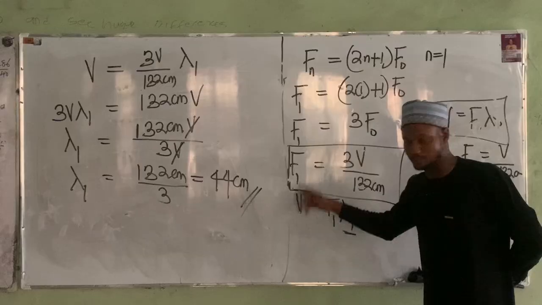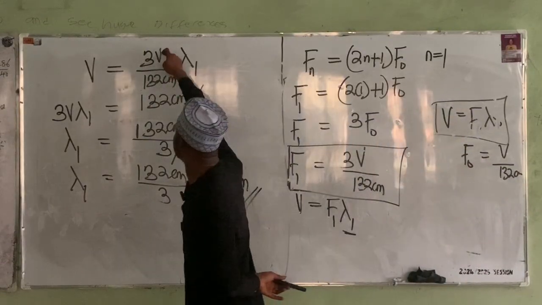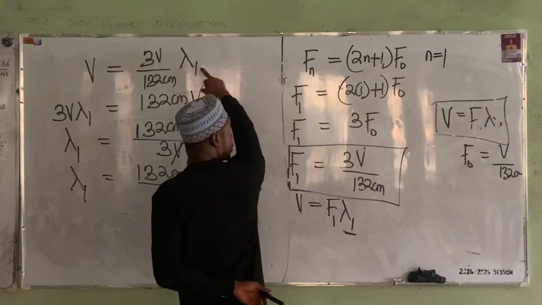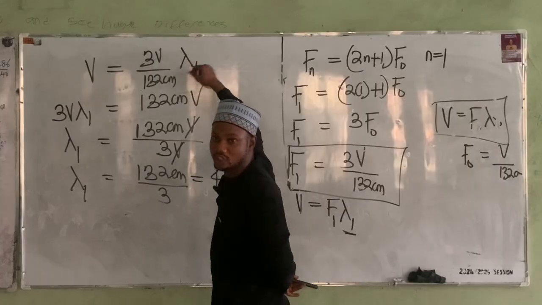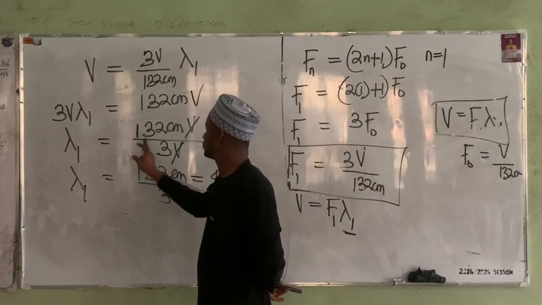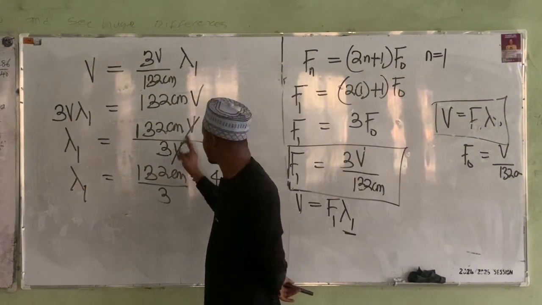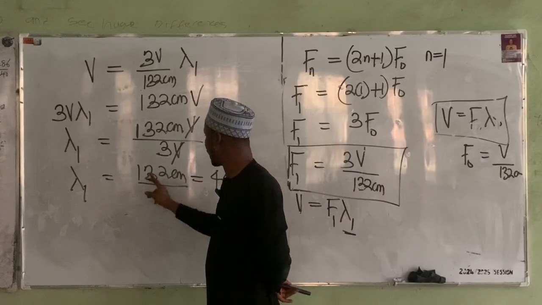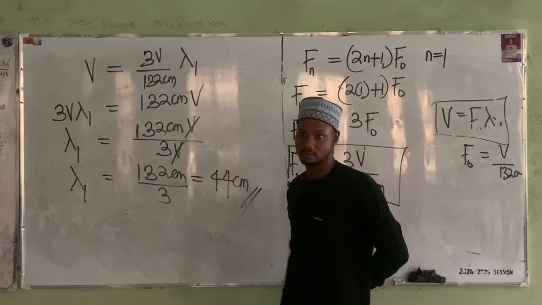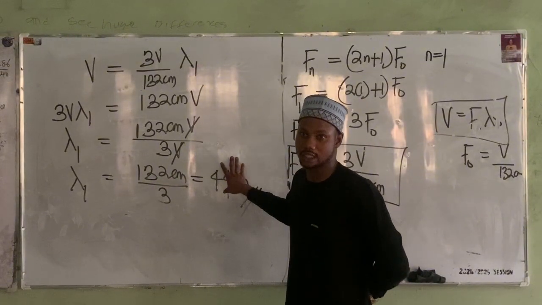So class, the velocity is common in both. Replacing F1, I will have something like this: 3V over this, that is for F1 here, times lambda 1. Now, class, our purpose here is to make lambda 1 the subject. Making lambda 1 the subject here, we have 132 cm V over 3V. So this V will cancel this V here. I'll be left with 132 cm over 3. So our answer here will be equal to 44 cm. Do you get that now, right? So it's a kind of complex question, but please just try to understand.